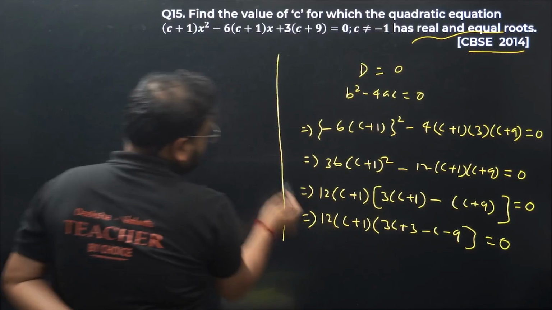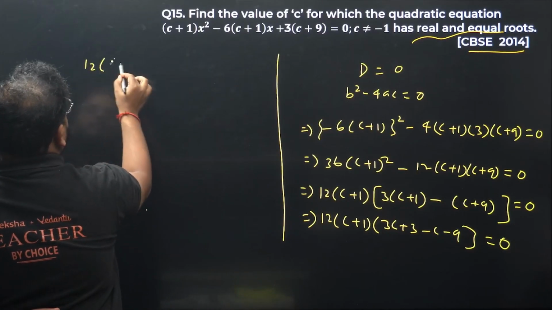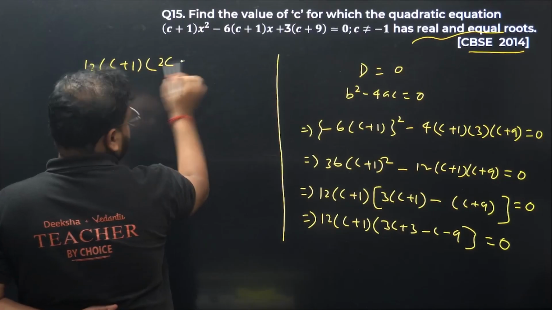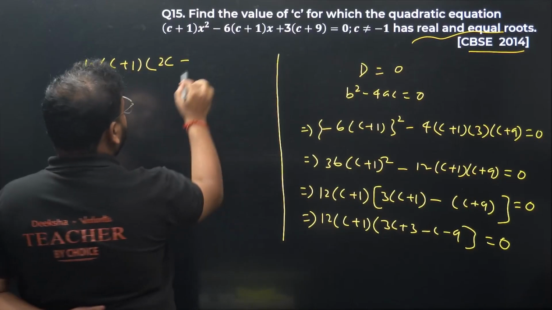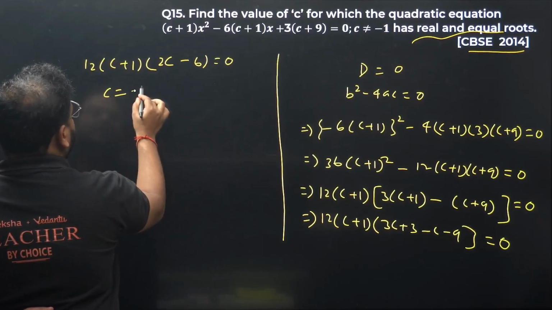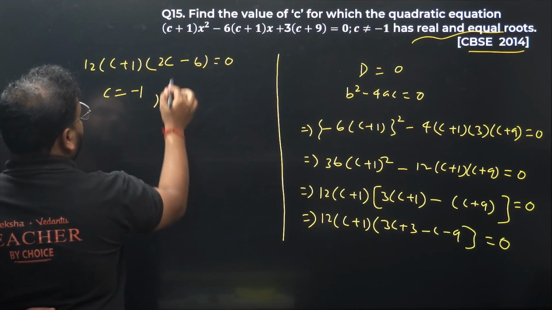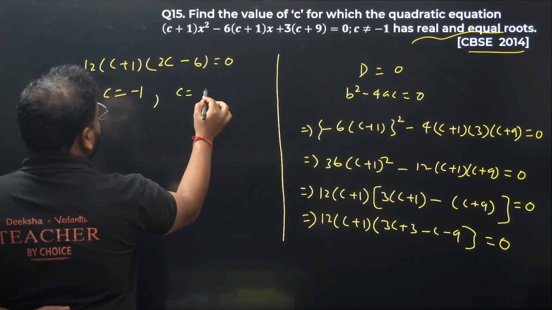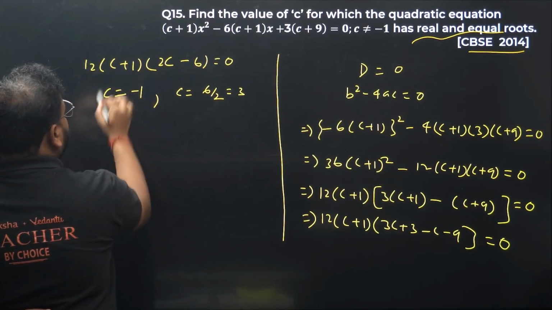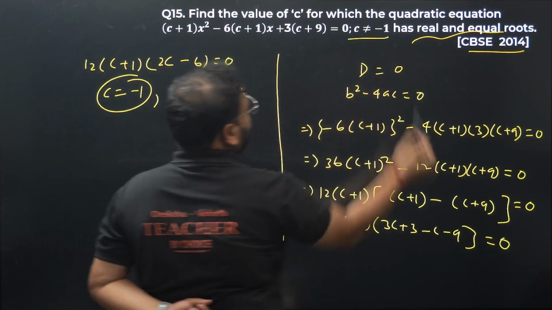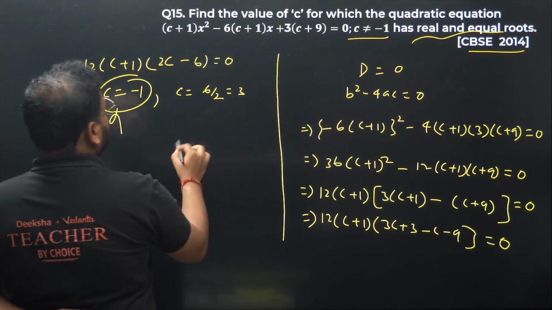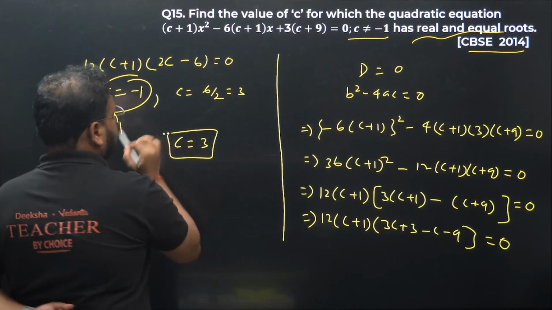So I have the factors now as 12 times c plus 1 and 2c minus 6, since 3 minus 9 is going to be minus 6, equal to 0. I get c value as minus 1, and over here I get c value as 6 by 2, which is nothing but 3. Okay, so minus 1 is not possible. They have given here c is not equal to minus 1. It means this has to be neglected. Answer is going to be c equal to 3.